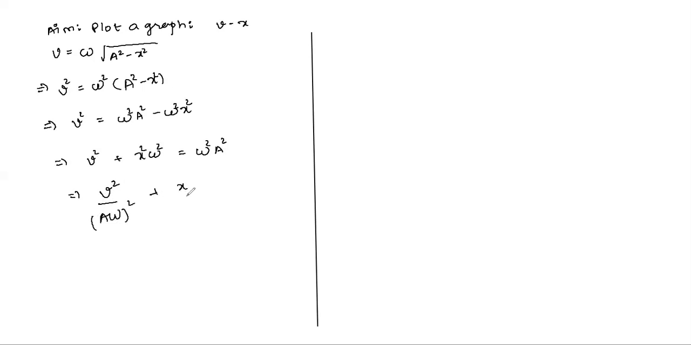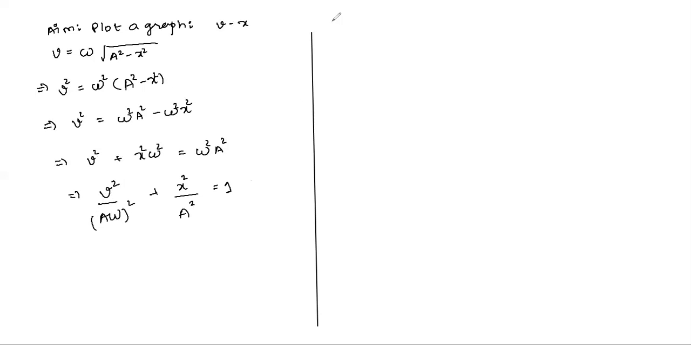Now you can write v square is equal to omega square a square minus omega square x square. Therefore, we have v square plus x square omega square is equal to omega square a square. Correct? So we have (v upon a omega) whole square plus (x upon a) whole square. Can we write it this way?